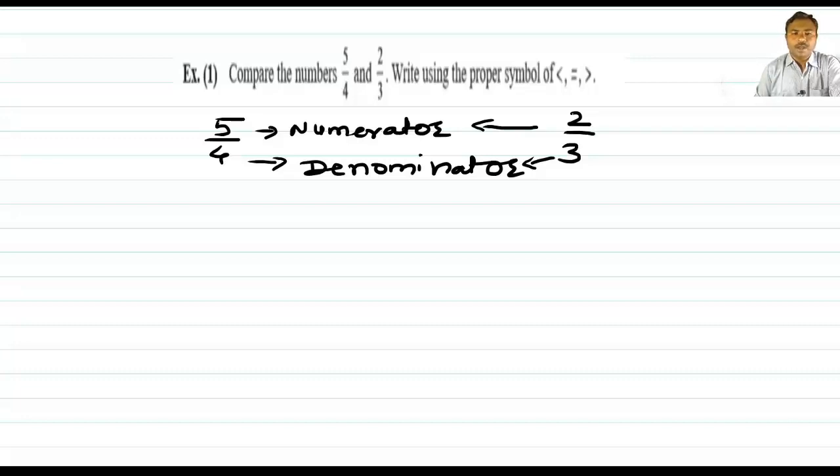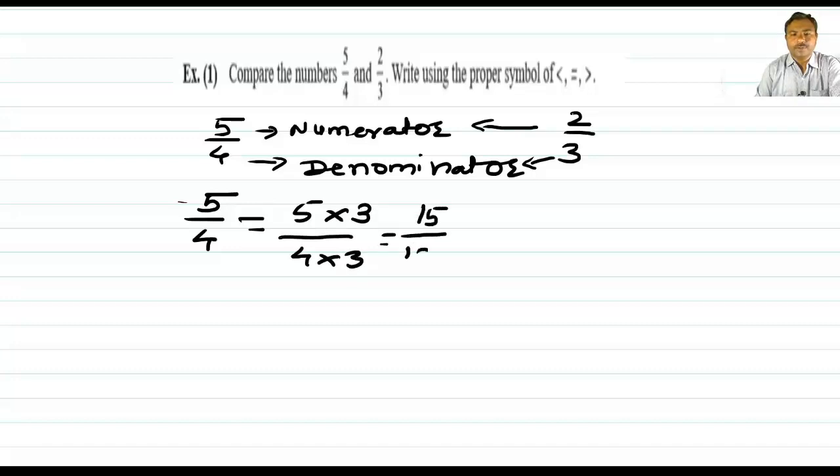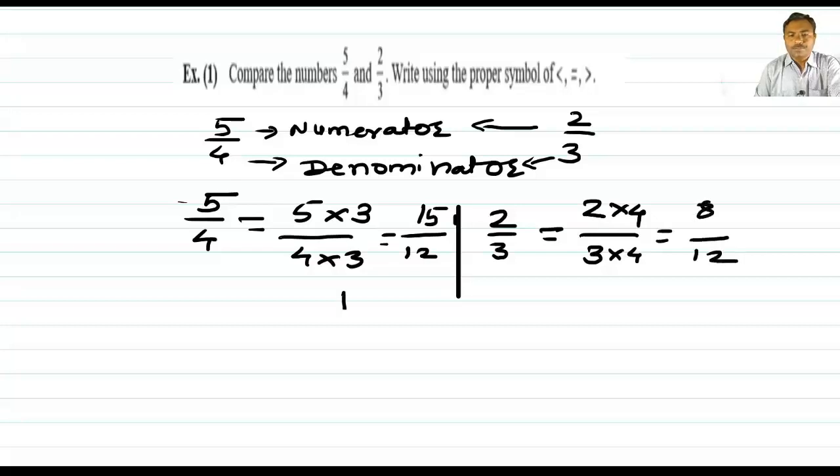So let us multiply 5 upon 4 by 3 on both, 5 multiplied by 3 and 4 multiplied by 3. Here 5 threes are 15 and 4 threes are 12. Rational number 2 upon 3 is multiplied by 4. 2 multiplied by 4 and 3 multiplied by 4. Here 4 twos are 8 and 3 fours are 12. 15 upon 12 and 8 upon 12. Here the denominators of both the numbers are the same. Therefore, if the numerator is greater, then the number is also greater. We can say 15 upon 12 is greater than 8 upon 12.